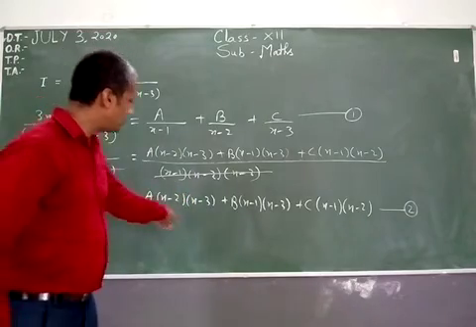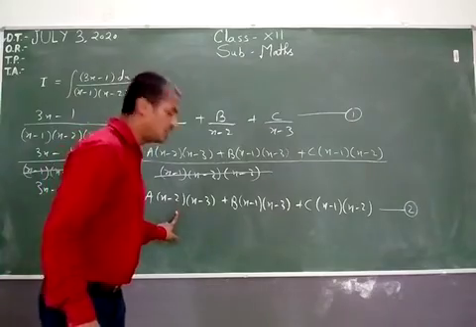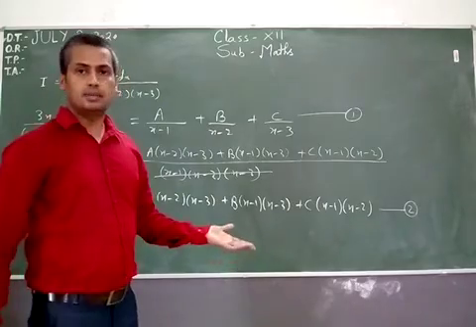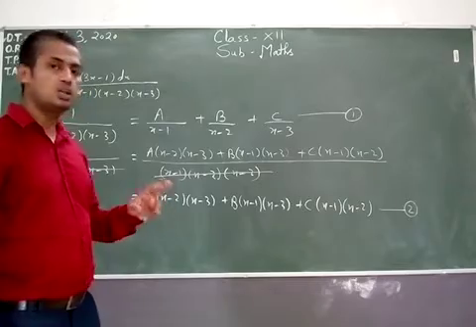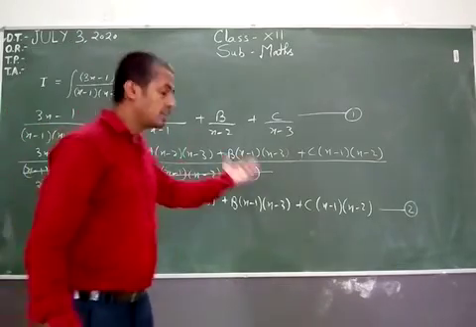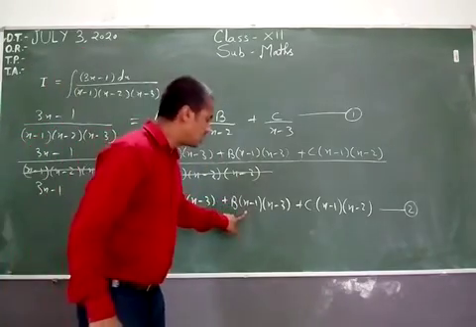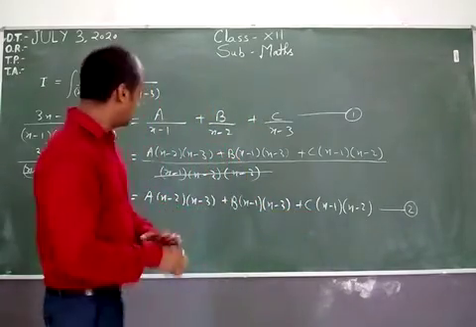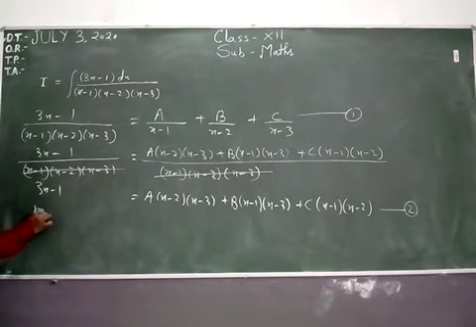To find the values of arbitrary constants A, B, C, we can substitute here x equal to 1, x equal to 2 and x equal to 3. Why are we doing the same method? According to the working rule of partial fraction, we have to delete any two terms from the given three terms. So we can substitute here x equal to 1. If I put x equal to 1, these two terms will be deleted. Now we can find the value of A.